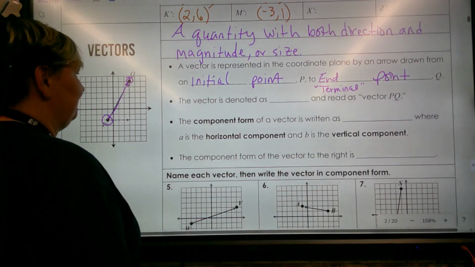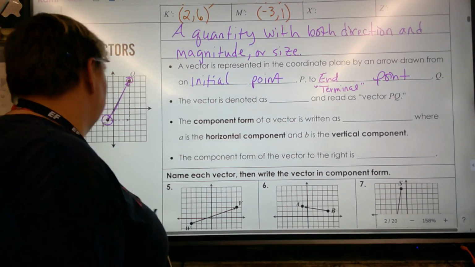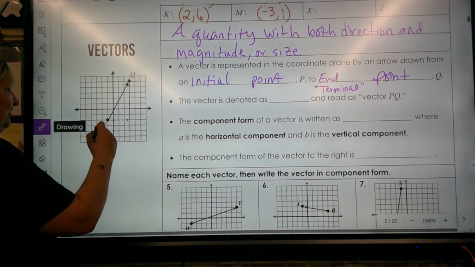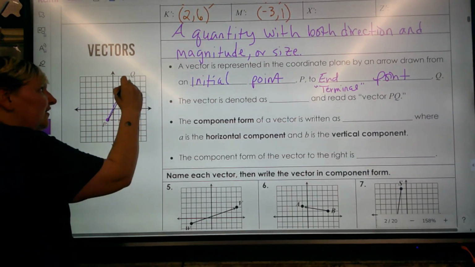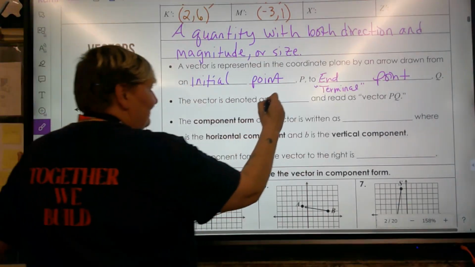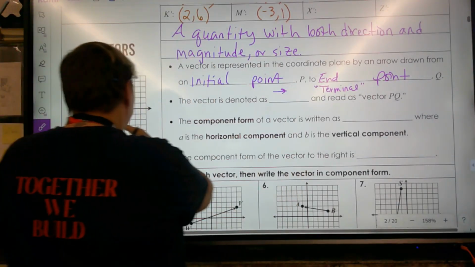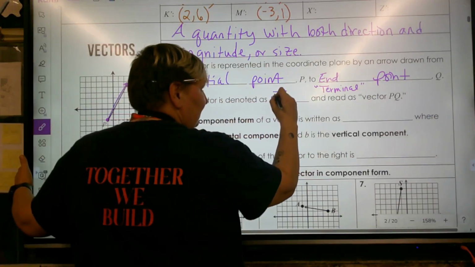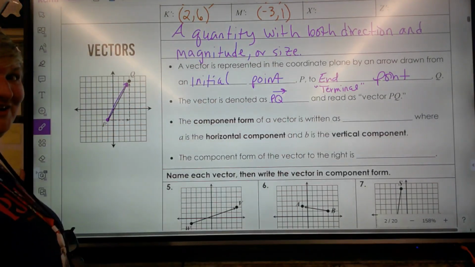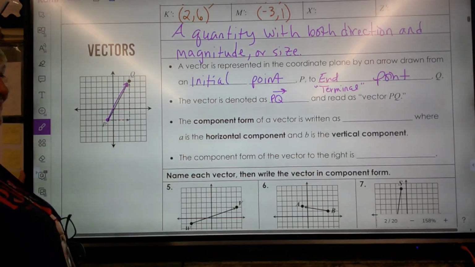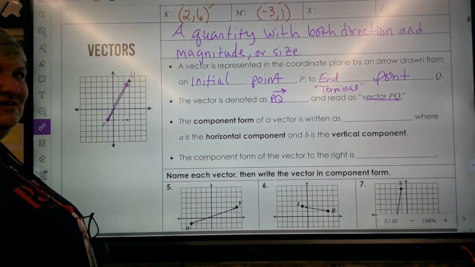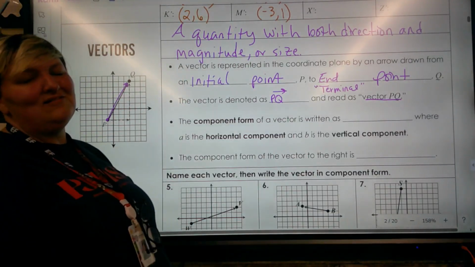All right. The vector is denoted as, look at it. It's a ray. P to Q. Initial point, terminal point. It's written the same as a ray, y'all. You just call it vector PQ. What does that mean? It means a vector is a ray, y'all.